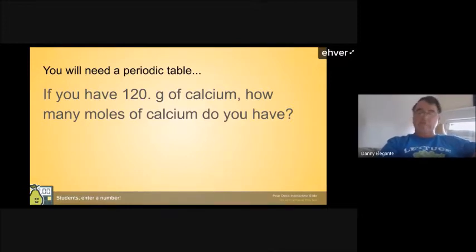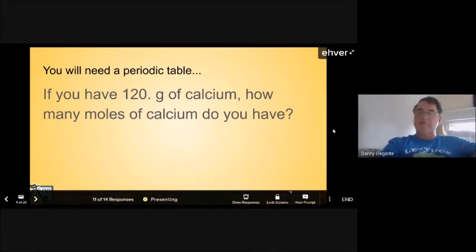And that correct answer should have been 3, right? So the math would look like this: 120 grams times 1 mole over 40 grams. And then 120 divided by 40 would give you 3. So you're looking for about 3 moles. Oftentimes on the AP exam, just finding the number of moles earns you a point on a free response question. It's a good skill to have.